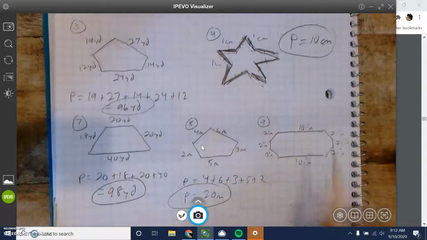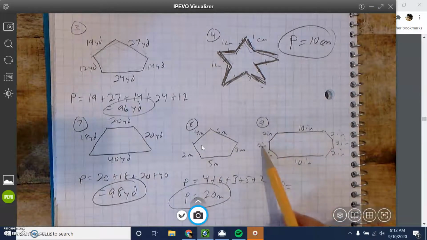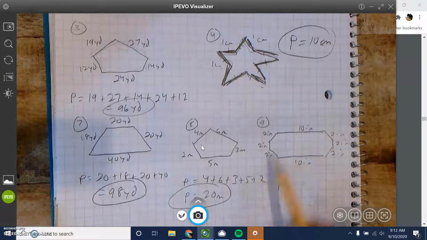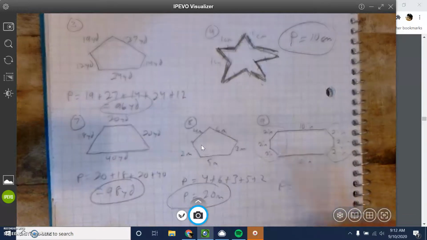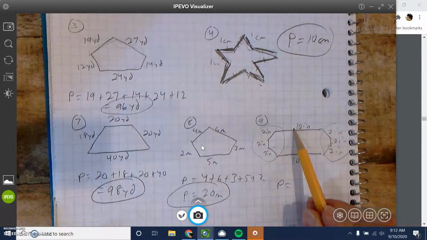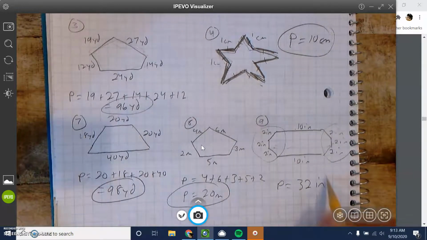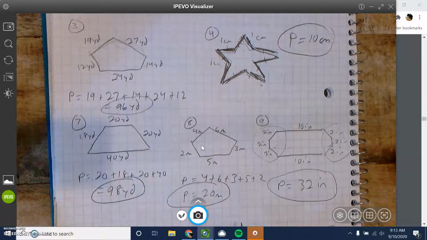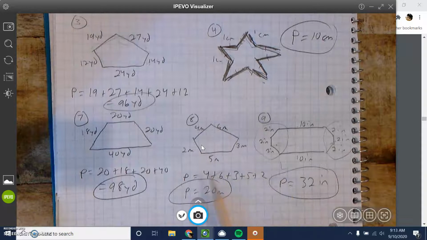Ooh, let's try this. Let's see. This is 2, 4, 6. So if this is 6, this is also 6. So 6 plus 6 is 12. 12 plus 10 is 22. 22 plus another 10 is 32 inches. There you go. So that is 7, 8, and 9. Hopefully you got those right.